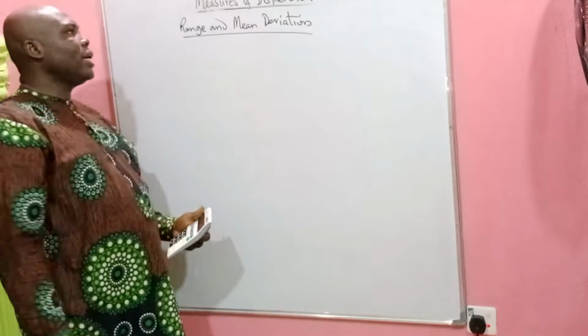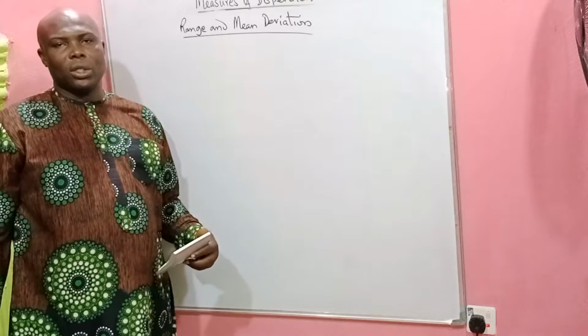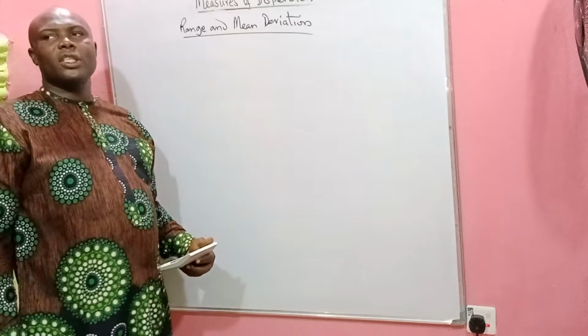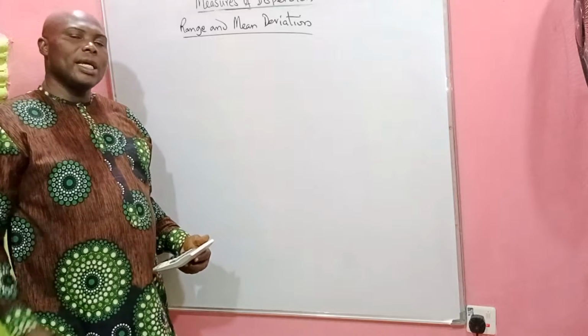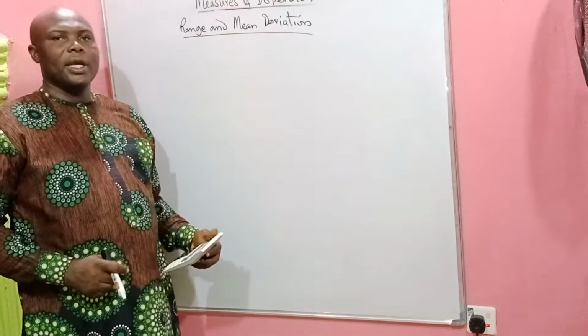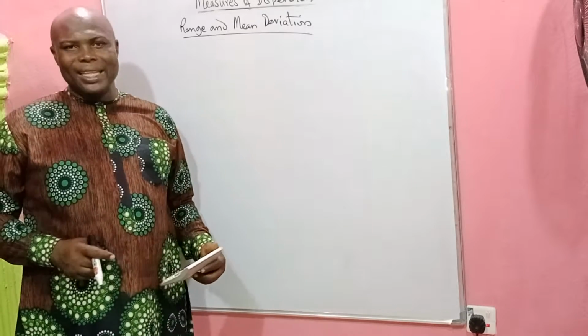Today we are taking Statistics Part 3, which is the measures of dispersion, otherwise known as the measures of spread. In the measures of dispersion, we'll be taking the range, deviation, the standard deviation, and the variance. In this first hour, we'll be concentrating on the range and the mean deviation.